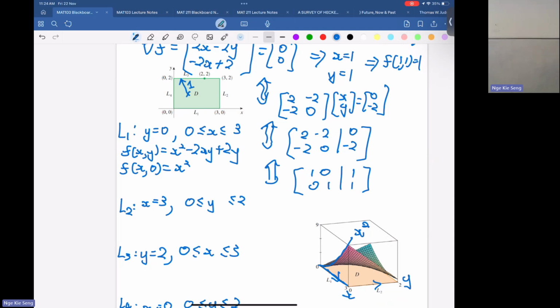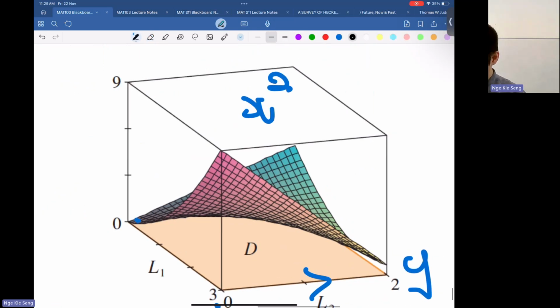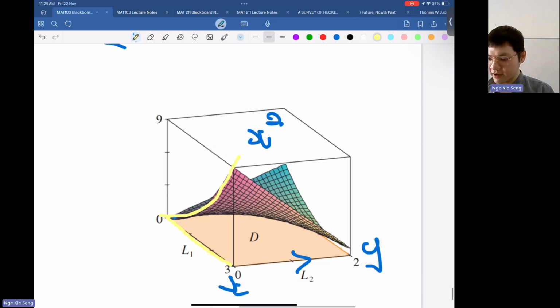If you just look at this one, the color is not very good, I will change to another color, because it is too bright. Okay, right, like this. You see, if I look at the L1 here, you can see that your surface is going up like an x squared.